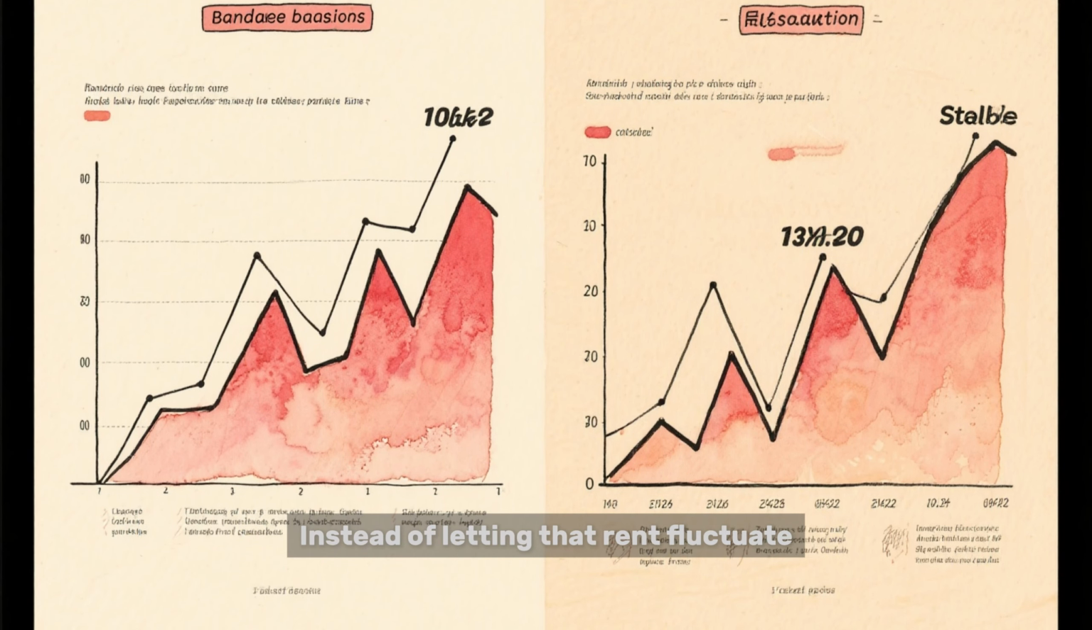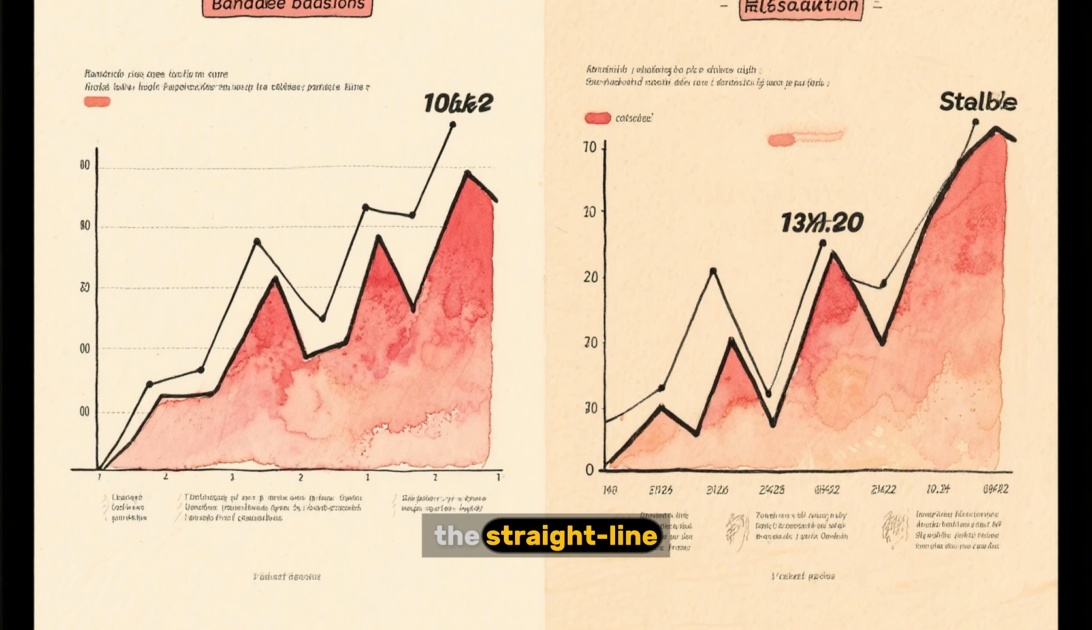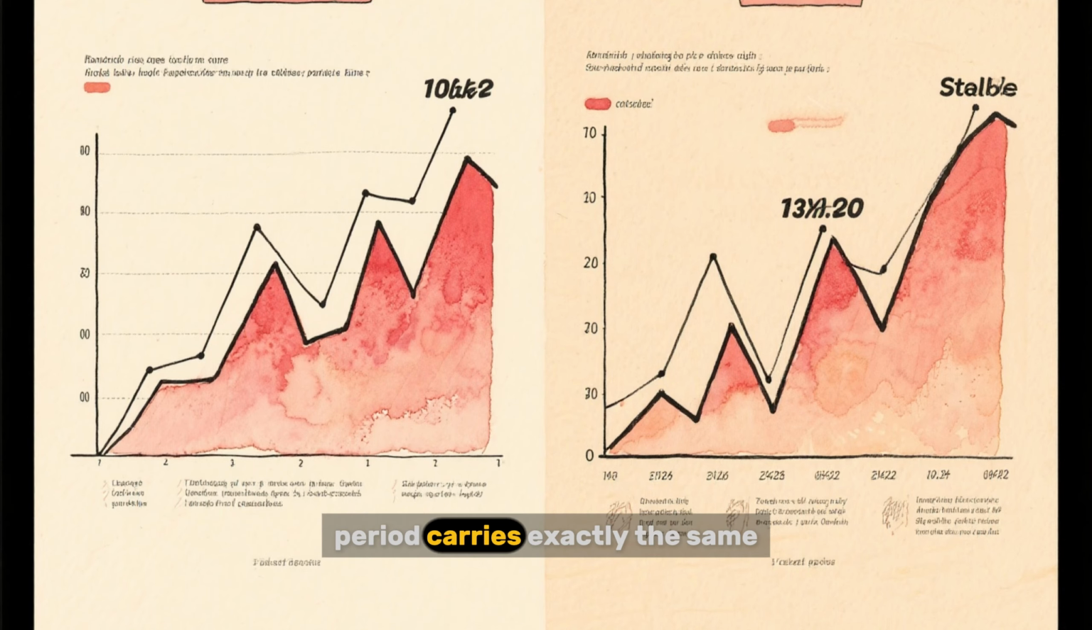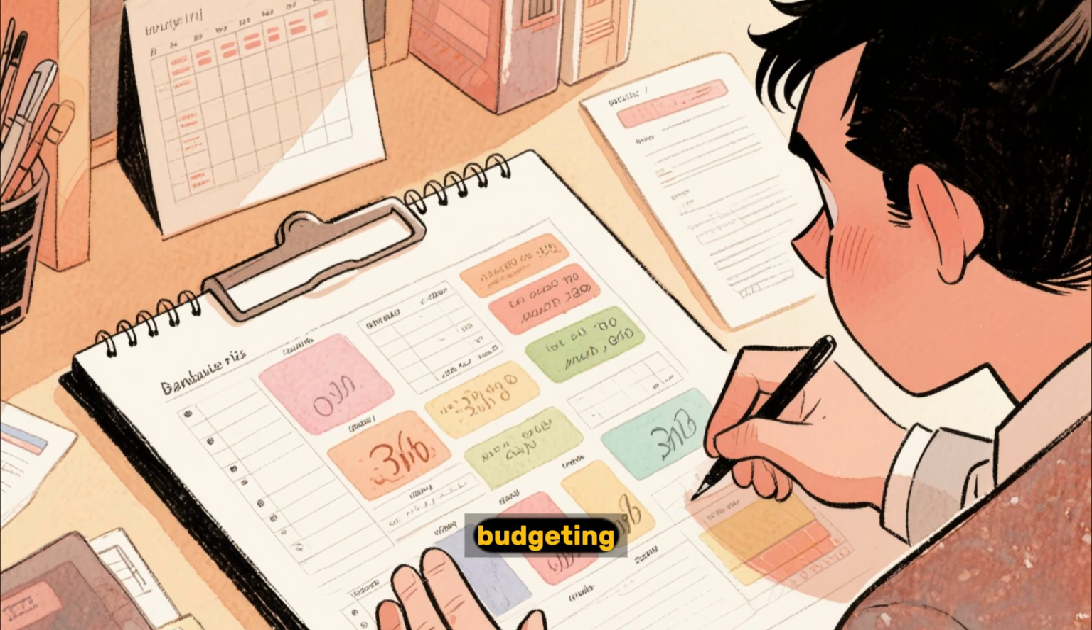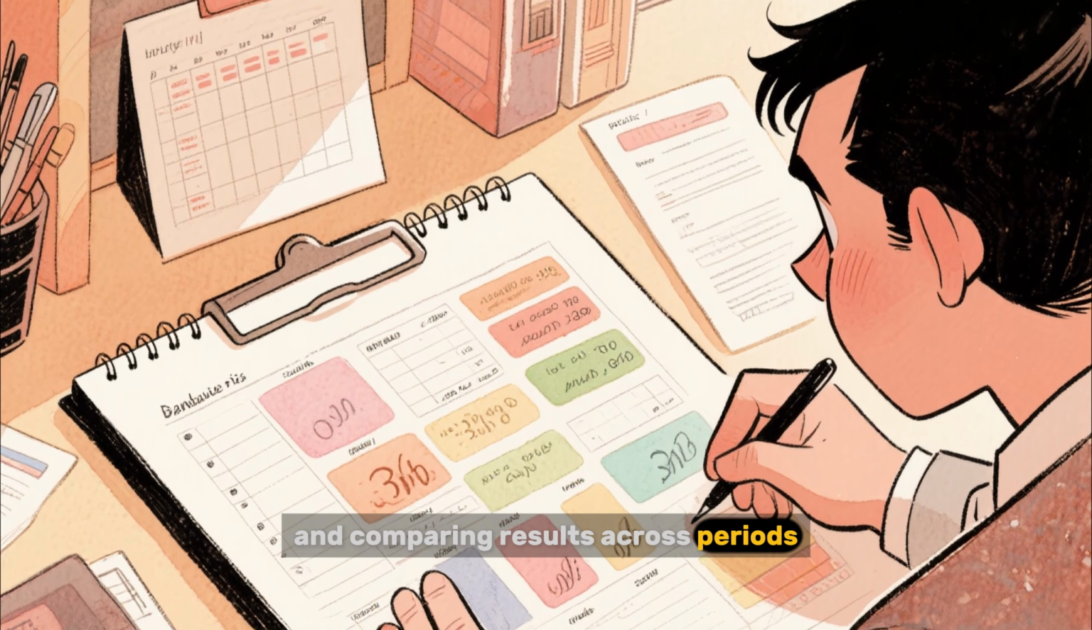Instead of letting that rent fluctuate from month to month, the straight line approach smooths it out so that each accounting period carries exactly the same interest expense. That consistency helps with planning, budgeting, and comparing results across periods.